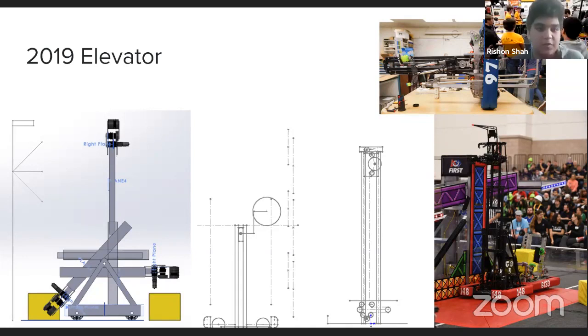So the next question is, how are you planning to teach prototyping to rookies this year, given quarantine, and how did you do it in past years? Anirudh, do you want to answer that one?